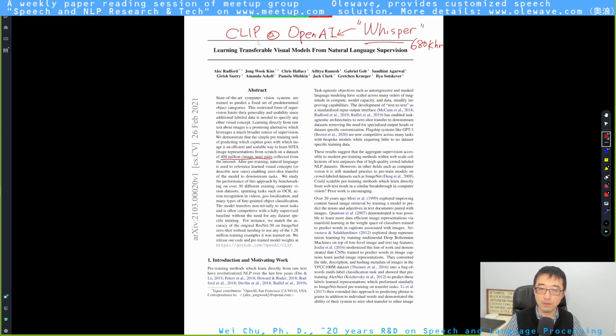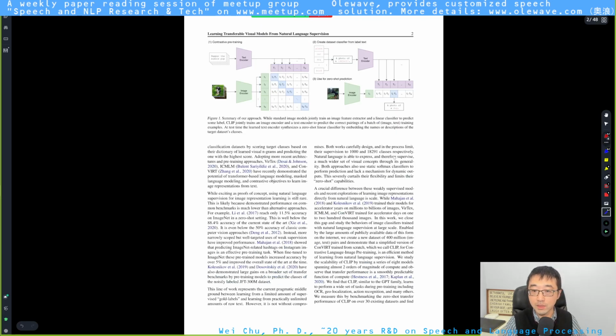Frankly speaking, I am not a computer vision person. So 400 million image and text pairs is a vague number to me. I don't know how much it means, because I think they also mention that in other works.